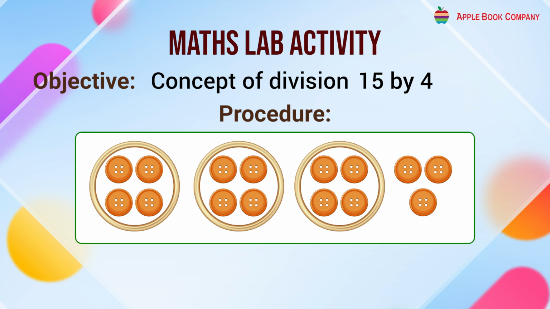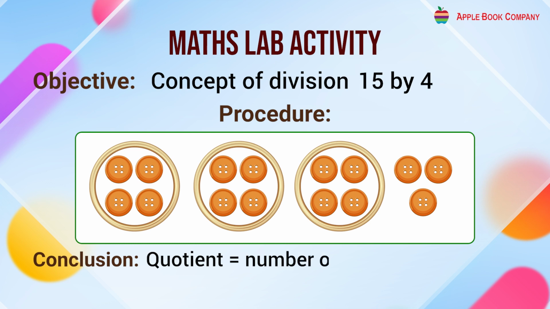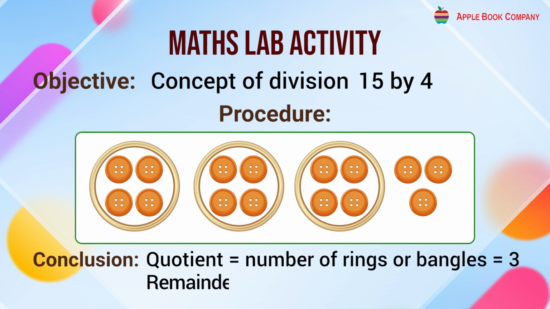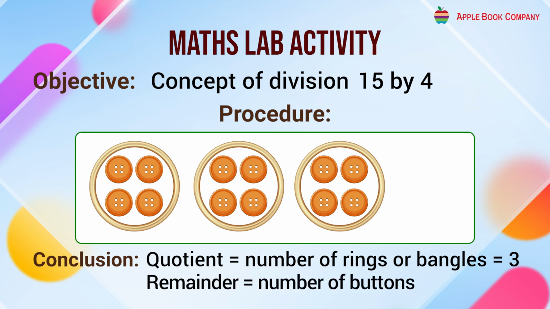Now count the number of bangles or rings. They are 3 in number. Conclusion. Quotient is equal to number of rings or bangles, which is equal to 3. Remainder, number of buttons left aside, is equal to 3.